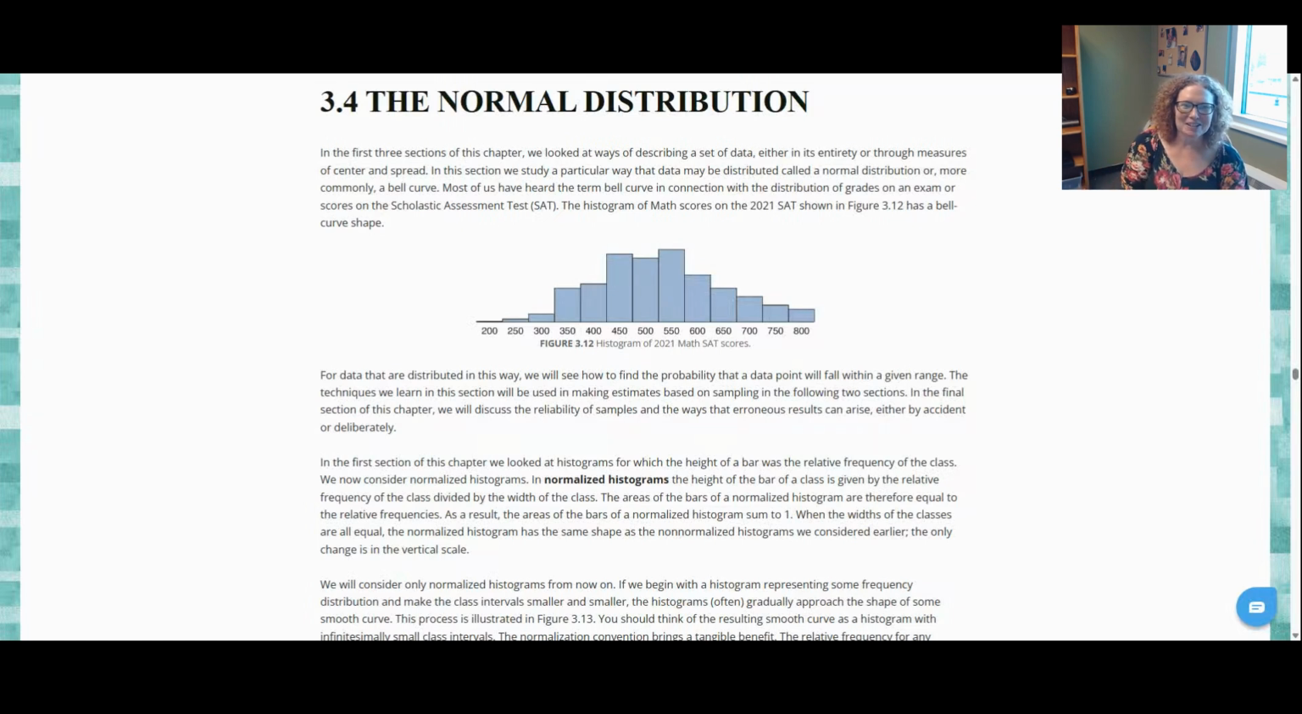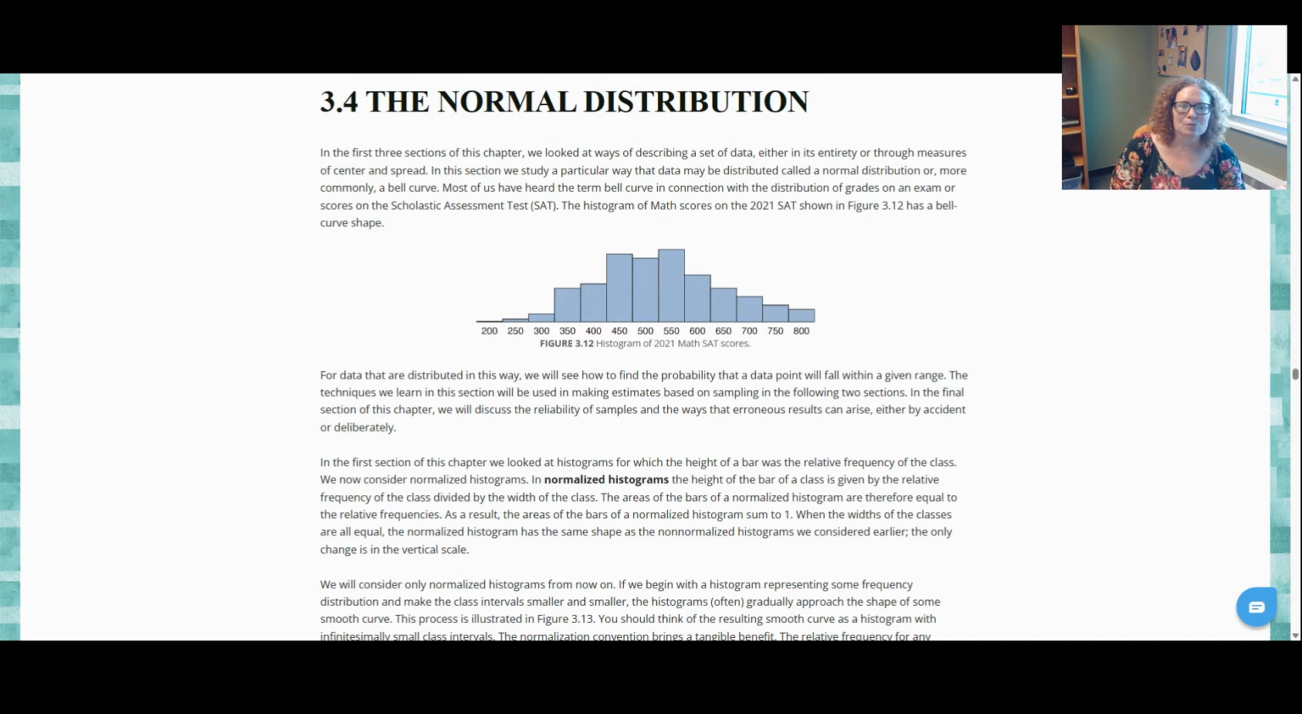We are going to be looking at two more sections of chapter 3 that will get us to the bottom of it. We're going to talk about the normal distribution, and we are going to talk about estimating the mean, or talking about confidence intervals. There's a lot of formulas here, there's a lot of math.